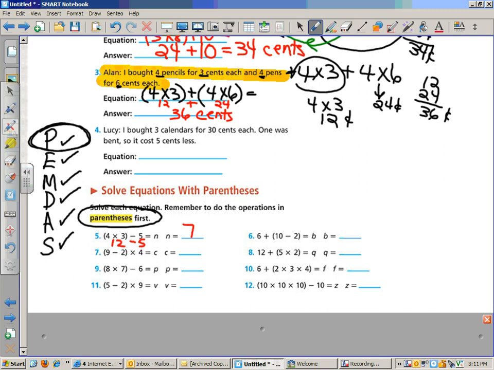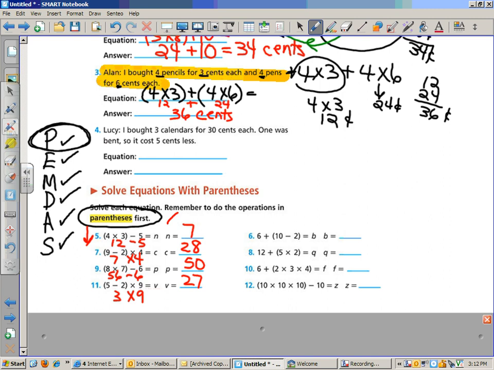Okay, going to the next one, let's do vertically. 9 minus 2, do what's in parentheses, times 4. So first we need to do 9 minus 2 is 7, and then we're going to multiply that by 4, so C is 28. Keep on going. We have 8 times 7 in parentheses is 56. Then we subtract 6, and we should have 50. Go look at number 11. We have 5 minus 3 is 3. We're going to take the rest of the equation times 9. V is 27. So solving what's in parentheses first, no matter where the parentheses are.